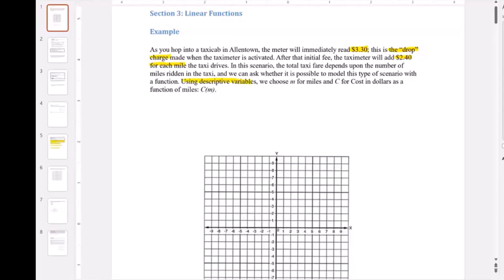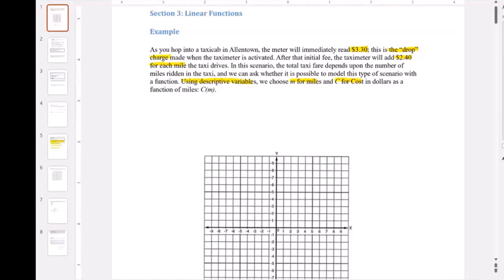We haven't really talked that much about descriptive variables. What we mean by descriptive variables is instead of using X and Y's, which don't really say much of anything to me, what I'm going to do here for this problem is I'm going to use M for miles and C for cost. And we're going to end up with this function, the cost in terms of miles.